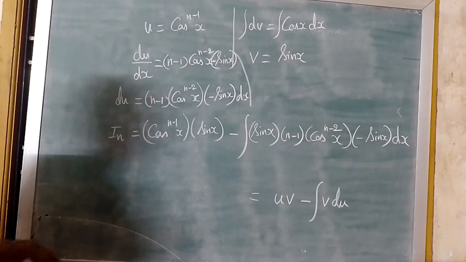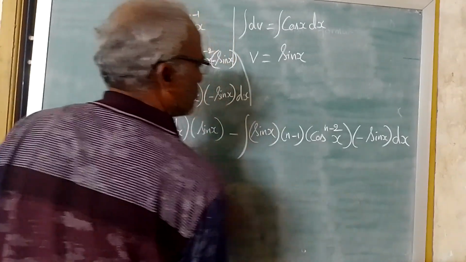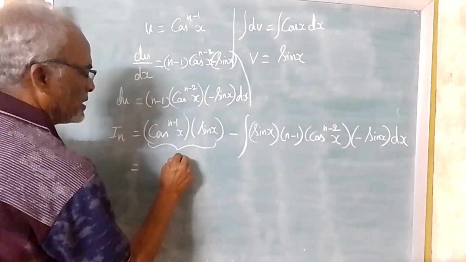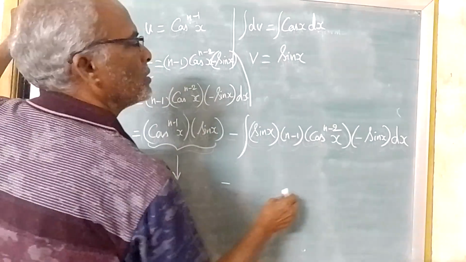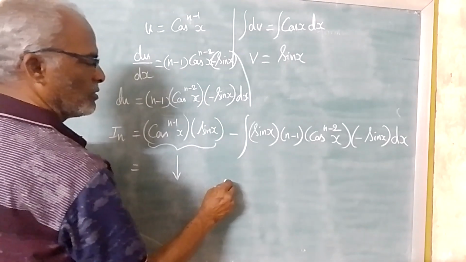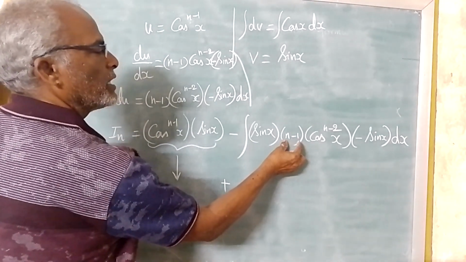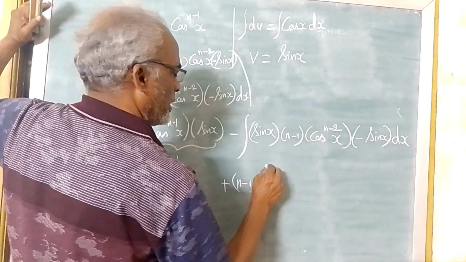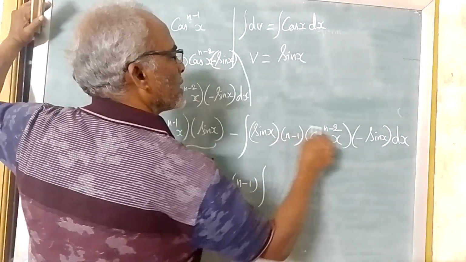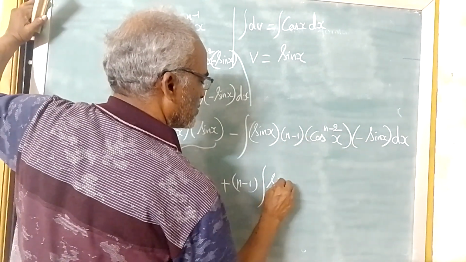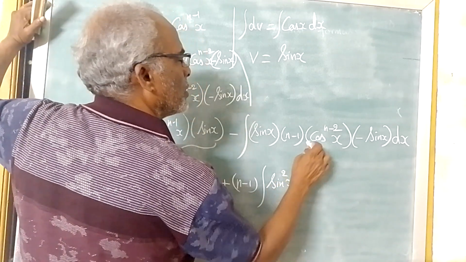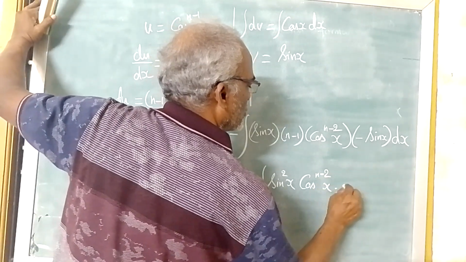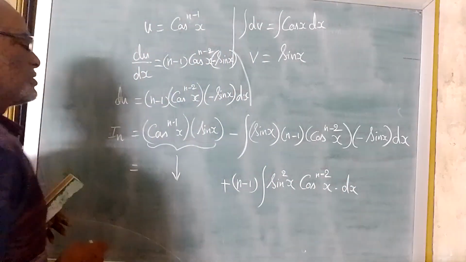Okay, so the next step will be, this term will come as it is, no change. Minus, you bring this minus sign outside, so this will become plus. You bring this n minus 1 outside the integral, so this will become (n minus 1) integral sin x into sin x is sin square x into cos^(n-2) x into dx. So this will be the next step.